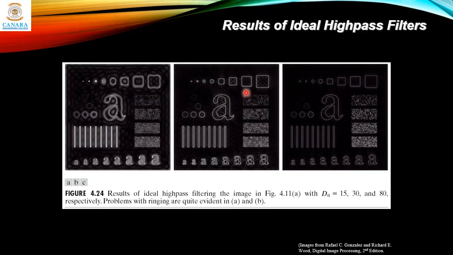This is the result of applying the ideal high pass filter on the test image, with D0 equal to 15 in the first case, and 30 and 80 in the last case. If you keep D0 quite small at 15, you can see a lot of ringing happening, and even at 30 you can observe the ringing effect around the edges. This is the effect of using the ideal high pass filter on the test image.